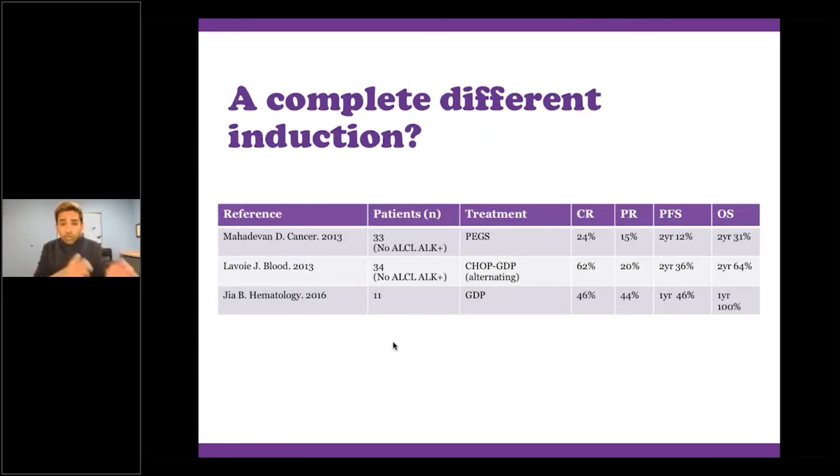Now, we talked about adding drugs to CHOP. We talked about comparing CHOP with a completely different induction regimen. There have also been studies where they have given CHOP but alternating with other agents. And again, that also did not improve the outcome of patients with T cell lymphoma as much as we would like. However, recently we have made some big strides, at least in some subgroup of patients.